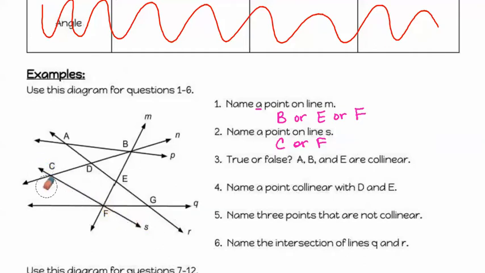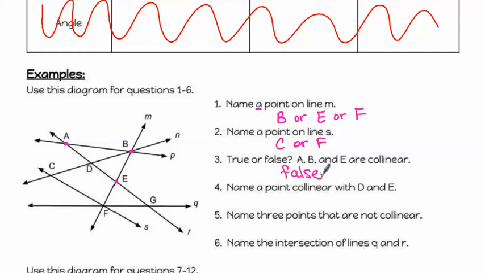Next question. True or false, A, B, and E are collinear. So let's identify where A is, there, B, and E. Now to be collinear, that means I should be able to draw one line that goes through all 3 points. And hopefully we can see here that that's not going to be possible. So does that make A, B, and E collinear? No, it doesn't. So that becomes a false statement.